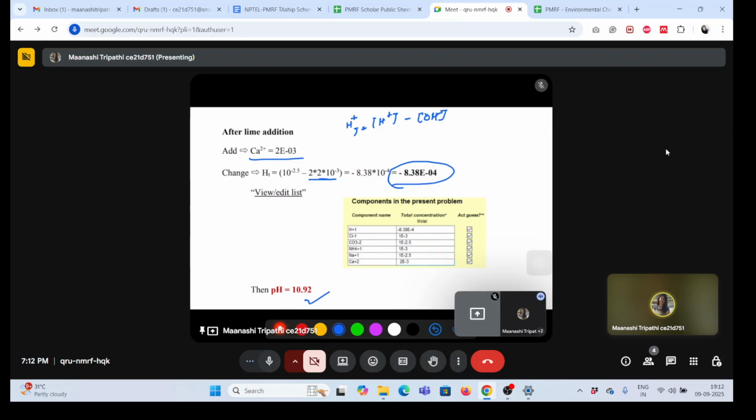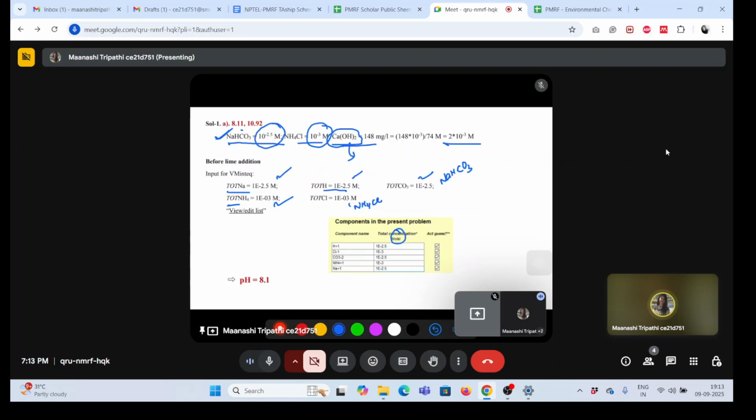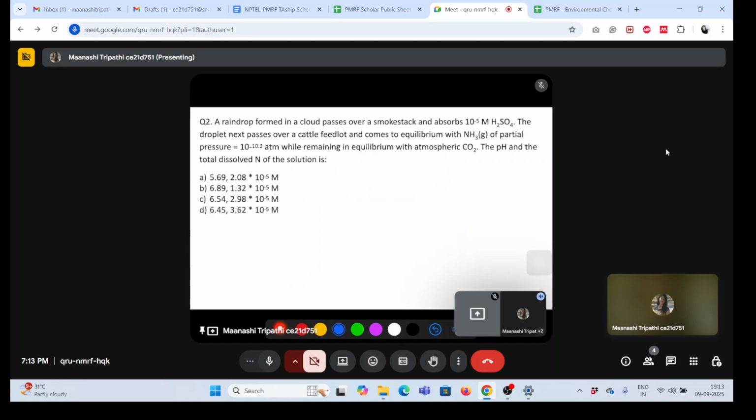We can also solve this question using the simple method that we were using earlier. Based on W formation, we need to identify components, species, then component balance equation, mass balance equation, all those things we can also find out using this. But this Visual Mintech is simple. It is a simple method that can help us to solve all kinds of problems. Okay, I hope you got this answer. So answer is 8.11 and 10.92 before and after lime addition.